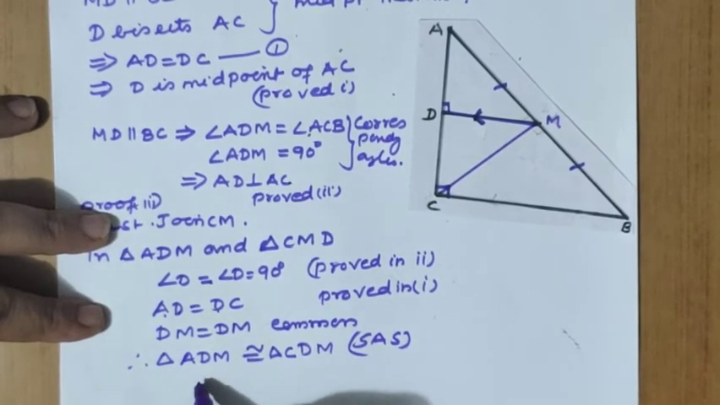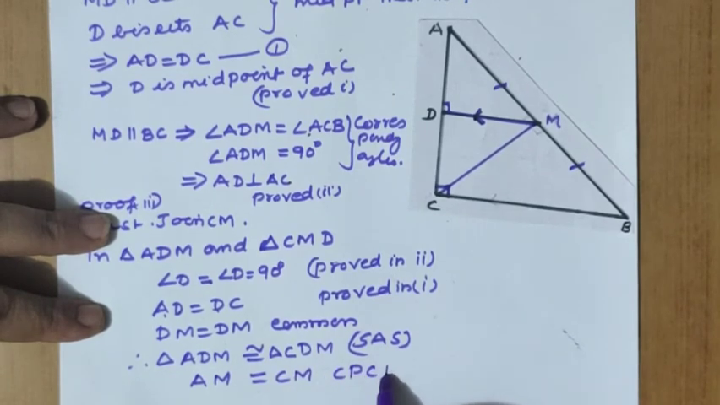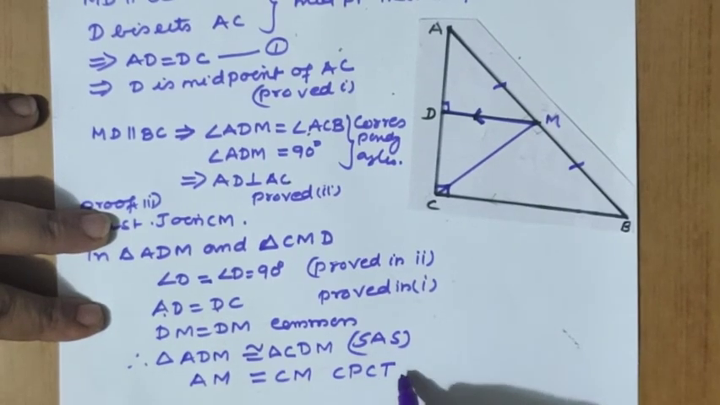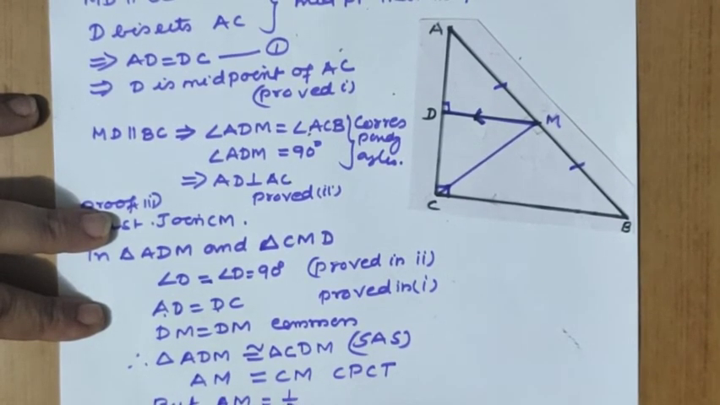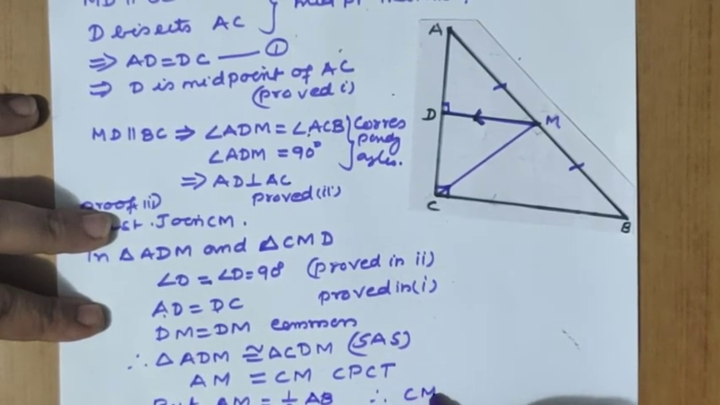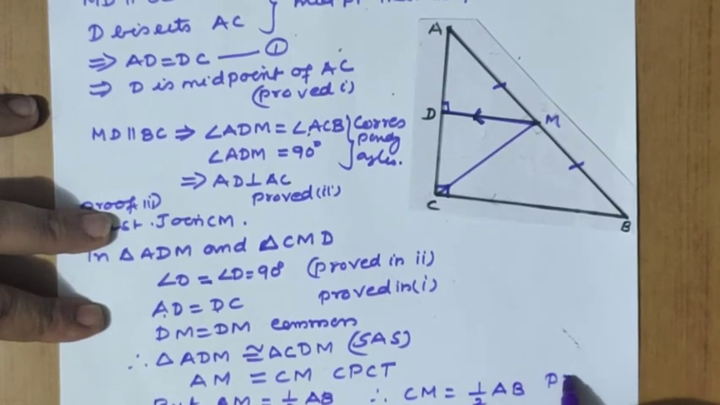Now we want to know what AM and CM are. AM equal to CM by CPCT. We know that AM equal to half AB. Therefore CM equal to half AB. Proved 3.